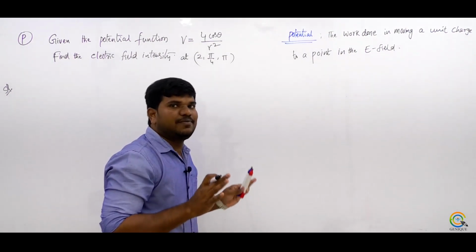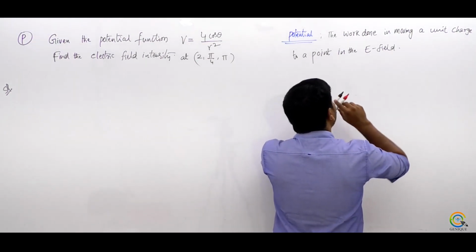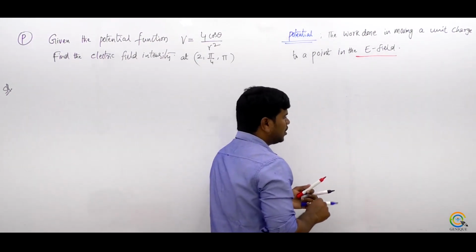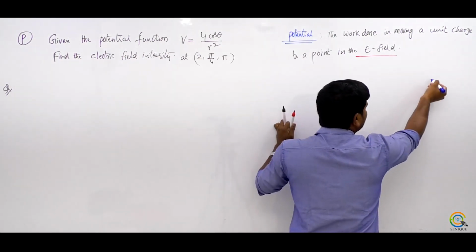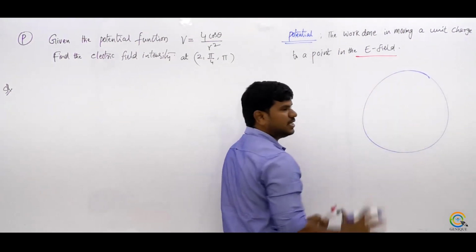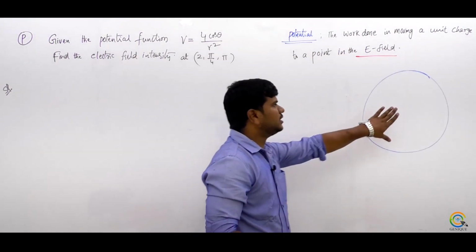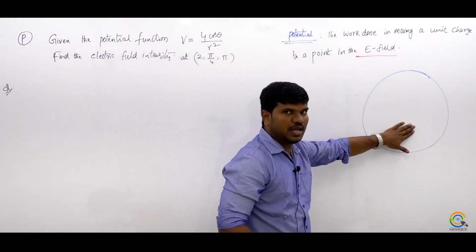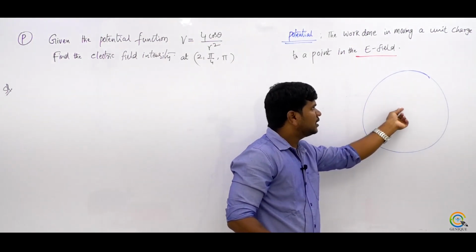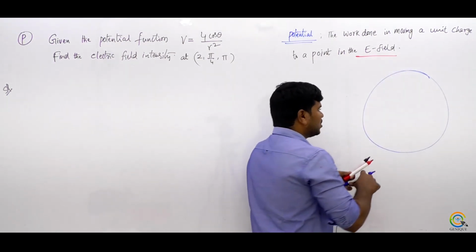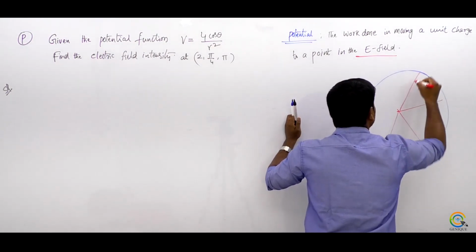So first of all, there must be the field. Okay, so suppose you assume some electric field is existing. How does the electric field exist? The electric field exists due to some charge. Okay, we may assume that some charge is present. So due to this charge, the electric field is existing. Okay, so how will the electric field be? The electric field will be radially outward.